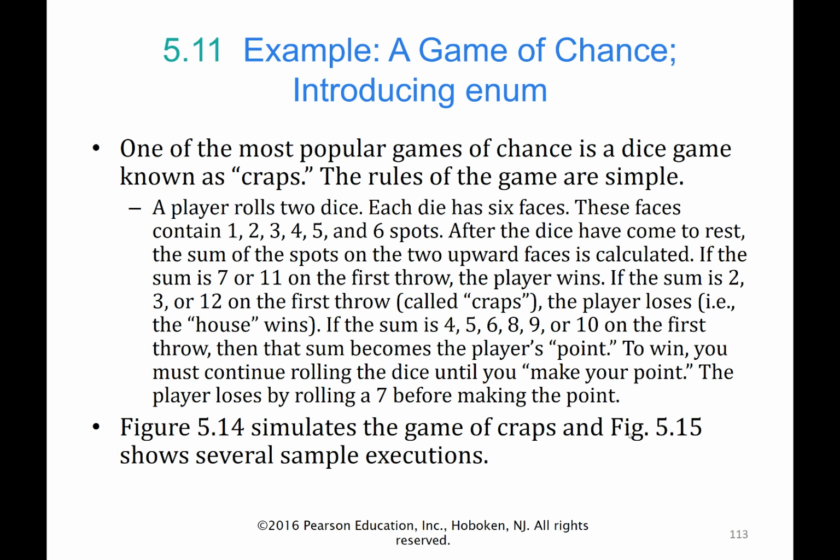Now, if you look at the number of possibilities when throwing the dice, 7 is the most likely number that you're going to get. It just turns out that 7 has the most possibilities. So if you don't throw a 7 the first time, then chances are you may end up throwing a 7 before you reach your point. But 7 or 11 on the first roll wins.